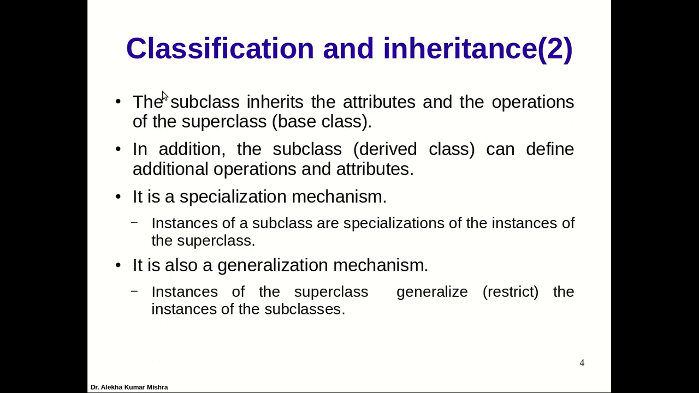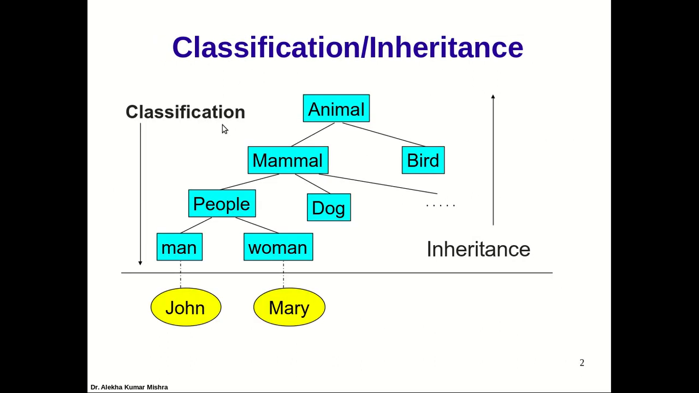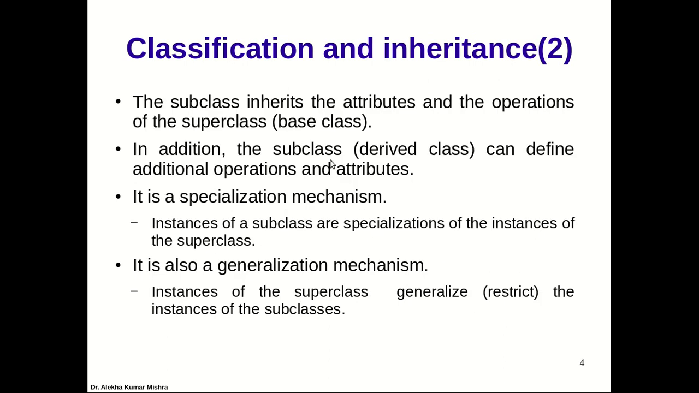So the term subclass, let's go back to the diagram to show this. When we discuss this particular level, people, men, women, the men and women will be considered as subclasses because they are at a lower level. People are at the higher level. So people is a superclass, and men and women will be called subclasses. The subclass inherits the attributes and the operations of the superclass, which is also called the base class.